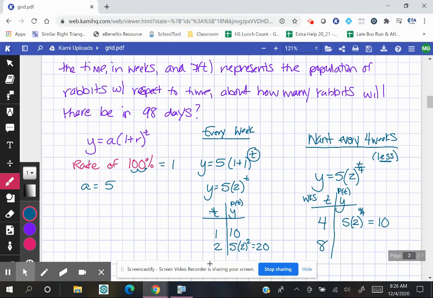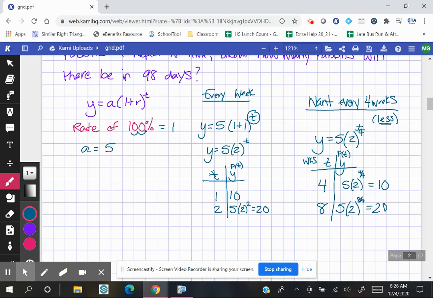So then let's try after 8 weeks. So 8 weeks, we want this to double again. So 5 times 2 raised to the 8 over 4. That would be 8 over 4 is 2. 5 times 2 to the second would be 20. So that seems to work as well.